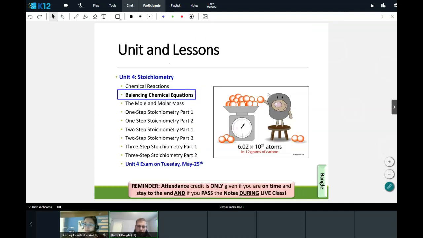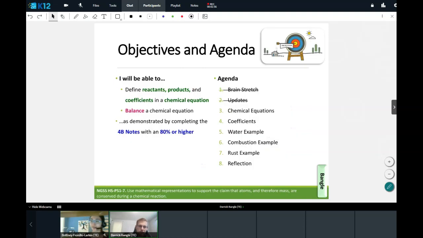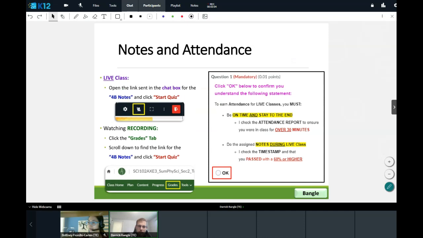Let's keep going. Our lessons today, we are balancing chemical equations in Unit 4. We're going to learn all about how much of the stuff we're using. Specifically, we will define reactants, products, and coefficients in a chemical equation, and then balance that chemical equation as well.